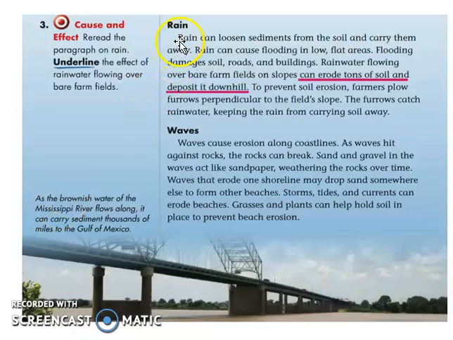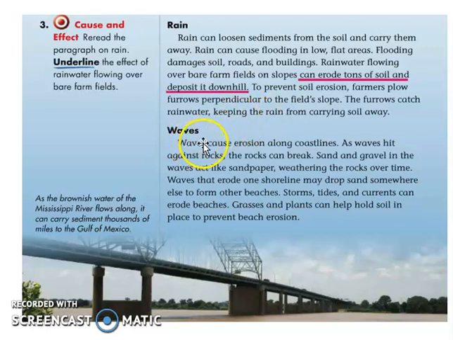Another is rain. Strong rain could cause flood, and flood could cause erosion. Flooding damages the soil, the roads, and the buildings. Rainwater flowing over bare farm fields could also destroy them. Why? Remember, the current of flood could also take away plants. When that happens, the land of the farmers will be destroyed.